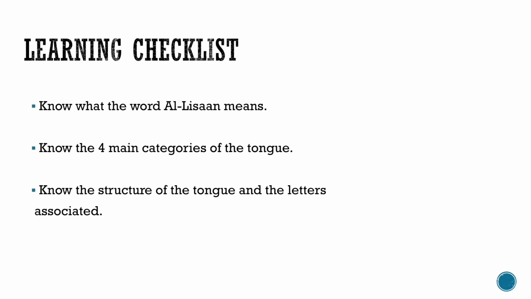So what have we learnt from this lesson? We know what the word al-lisan means. We know the 4 main categories of the tongue. We know the structure of the tongue and the letters associated.